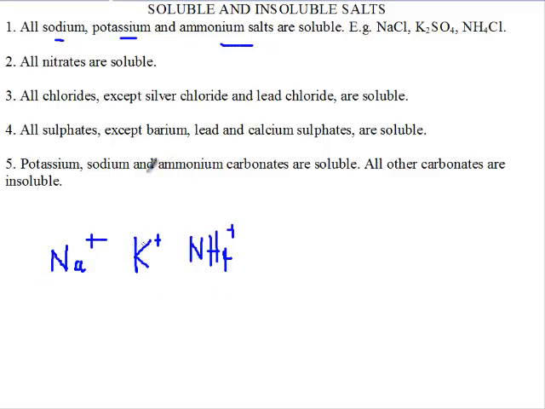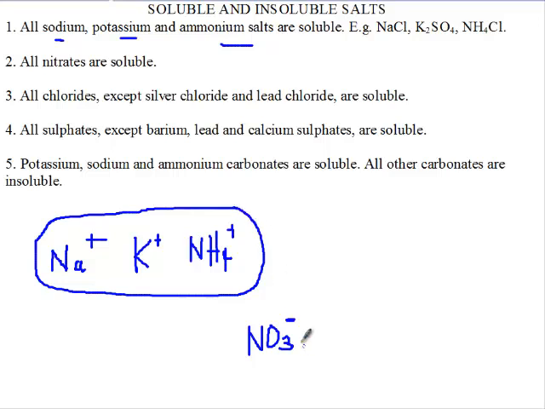When we take nitrates, NO3 minus, any salt with this as its anion is soluble. Okay, so in the first one, any salt with these as the cation are soluble. In the second one, any salt with this as the anion is soluble.